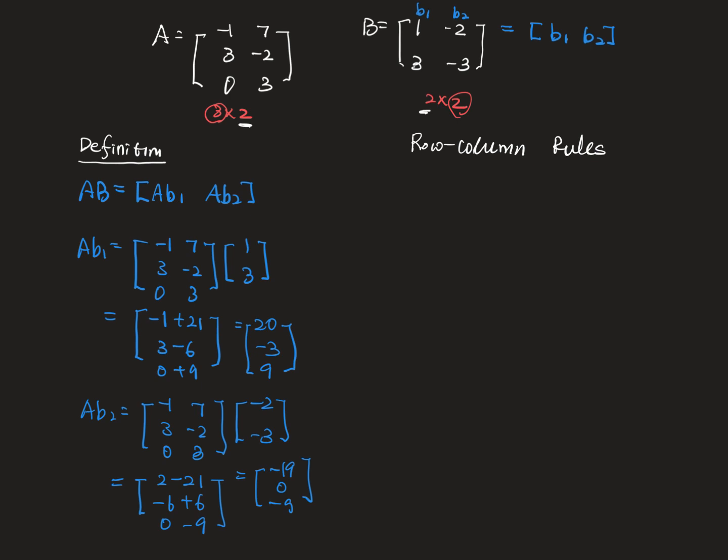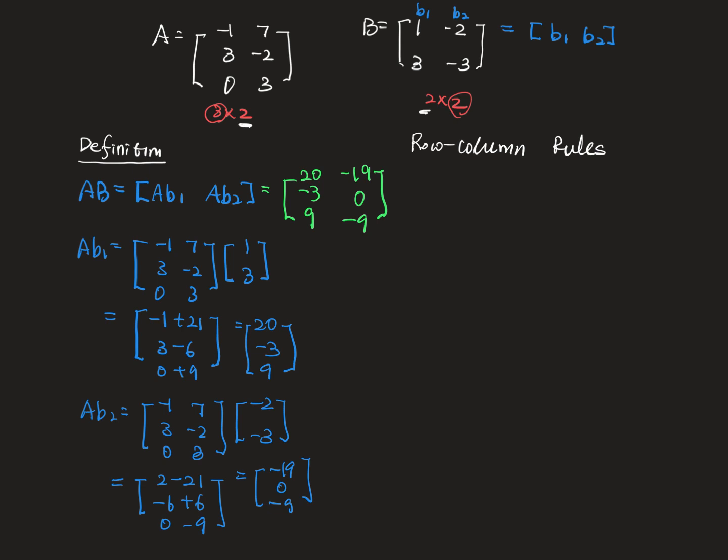So what is the answer of AB, right? You have this one. The first column vector is going to be 20, negative 3, 9. The second column is going to be negative 19, 0, negative 9. So you find the multiplication of two matrices. Okay, this time we're going to use the row column rule.